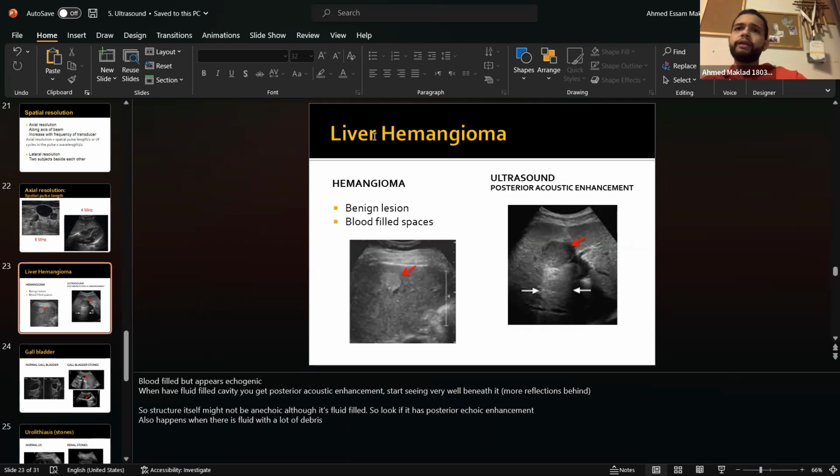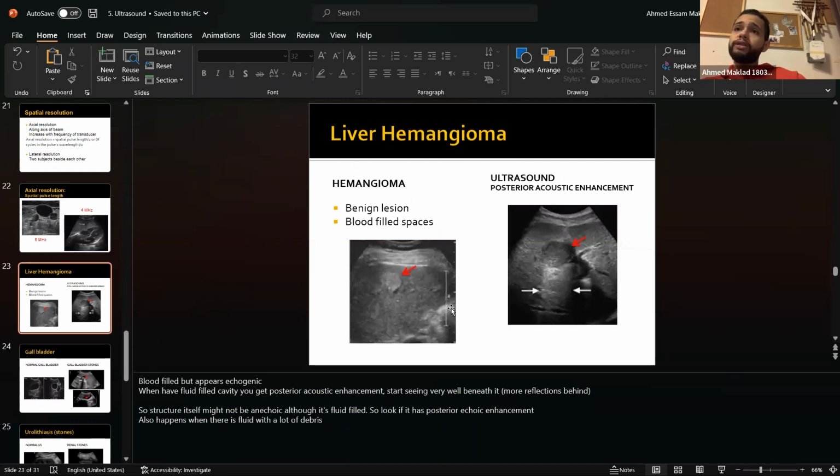Now we're talking about clinical ultrasound. You have hemangiomas. A hemangioma is basically a benign lesion that is made up of blood spaces, or spaces that are filled with blood. It's an abnormal proliferation of blood vessels, and they're collected together into a ball. All right, and this is how it looks.